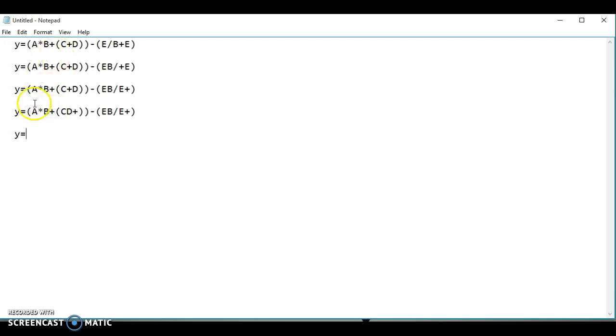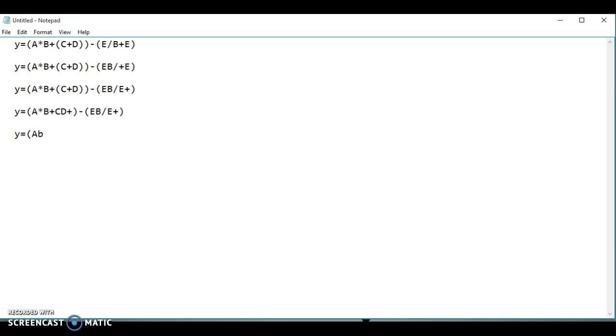Now we are done with the bracket. We have solved the bracket. Now we have multiplication and also addition. So we know that multiplication is the highest priority, so we should solve it first. The answer you should get is A, B.